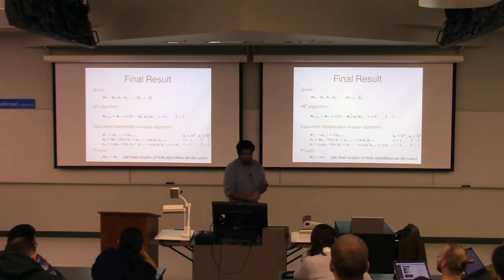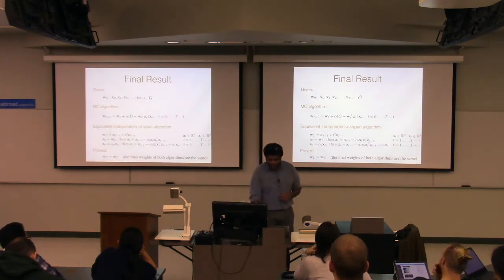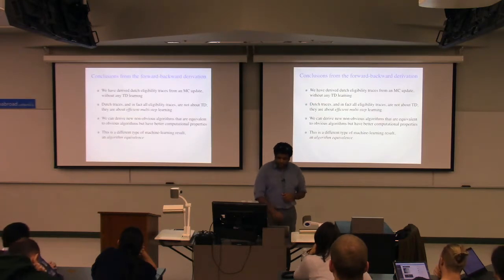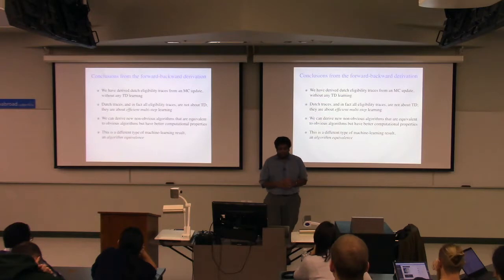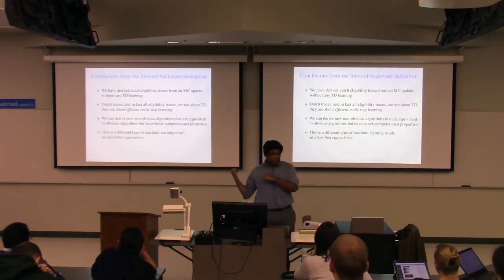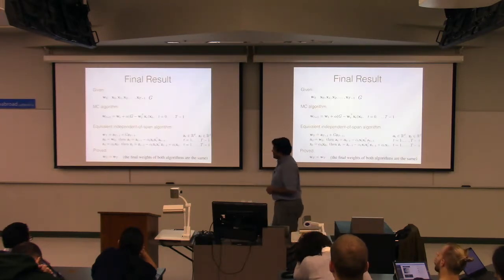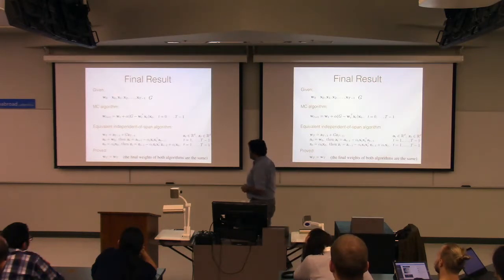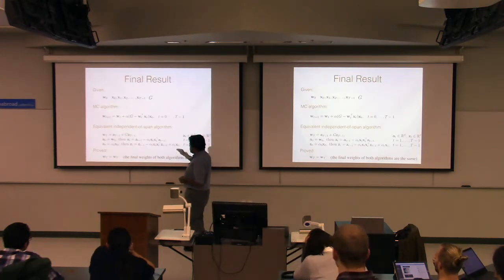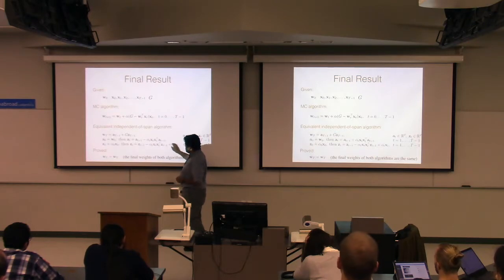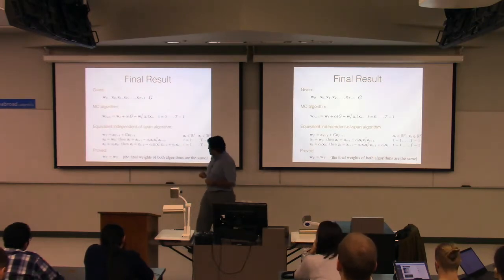Let's see what this actually shows, and then I'll have to go back to do it. So we've defined Dutch eligibility traces from a Monte Carlo update without any TD learning, right? So there was no TD in what we just did, but there's these Dutch eligibility traces here. Well, is there? So let's try and keep this in mind.